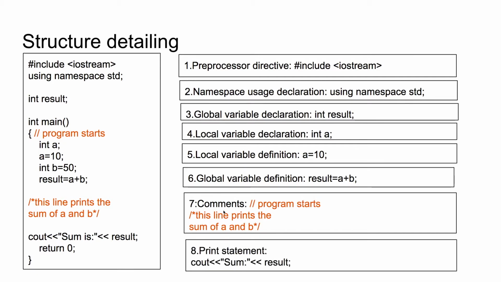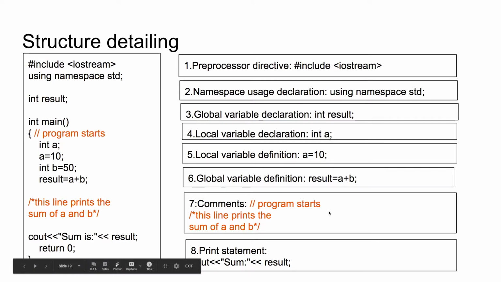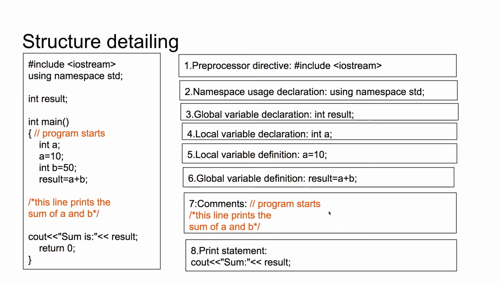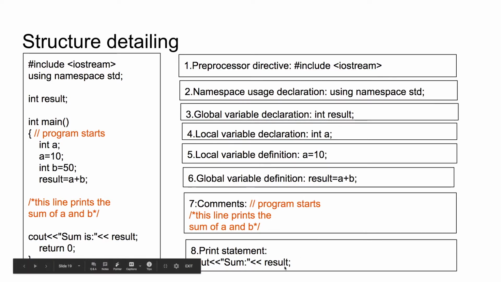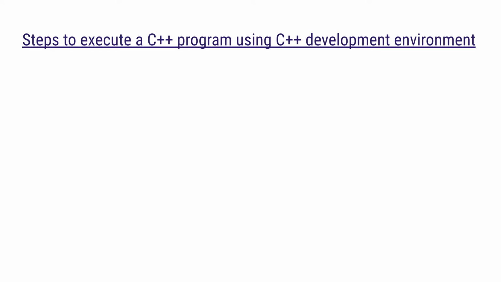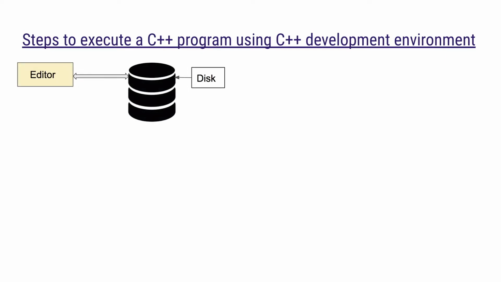Next we have a print statement where we have used cout in order to print sum as the text and its result. Let's go through the steps to execute a C++ program using a C++ development environment. Phase 1 is the editing phase. In this phase, the programmer creates a program in the editor and stores it on the disk. Then the pre-processing phase. In this phase, the preprocessor processes the source code and modifies the original program according to directives that start with hash, and again stores it on the disk.